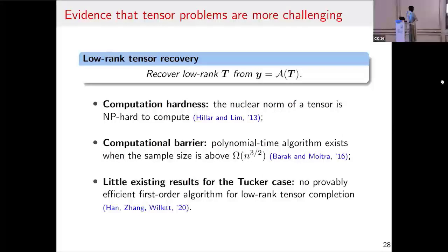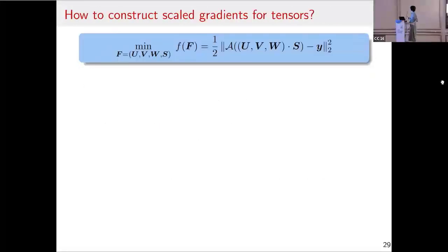Finally, when we started working on the problem, there seemed to be very few existing results for the Tucker case. There have been some results, for example, for the case with CP decomposition. But for the Tucker case, there is actually no provably efficient first-order algorithm for low-rank tensor completion under Tucker decomposition. There is one nice paper by Willard et al., where they look at the sensing problem using gradient descent, which I'll also mention a little bit later. So this is our goal.